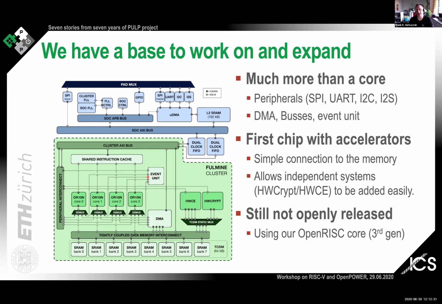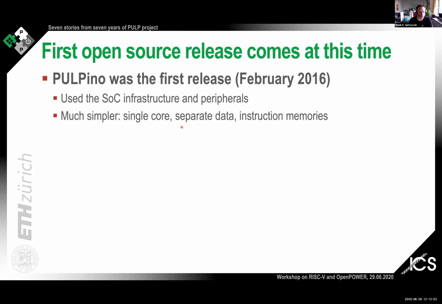So it's our first chip with acceleration, and at that point it wasn't openly released, and we were using the third generation of the OpenRISC cores that we did. Right around this time, we were trying to figure out how to do an open source release. And you see that this is a fairly complex system, and we didn't want to do the first open source release with such a complex system.